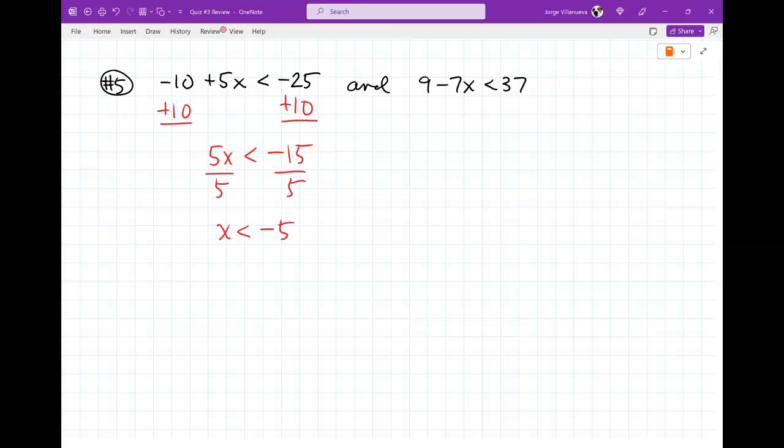Now let's work on the other one. So for the other one, I'm going to have to get 9 minus 7x less than 37. I got to solve for x, so I'm going to get the 9 and subtract it to both sides. So minus 9. So I get -7x less than 28. Yeah, 28 is right. And then I'm going to divide both sides by -7. So 28 goes into -7 -4 times, right?